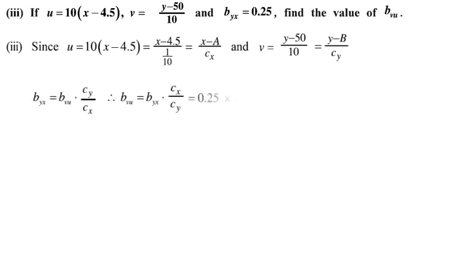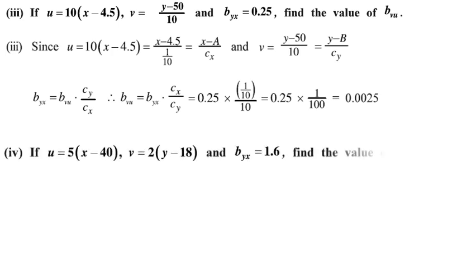We are going to use the same thing. bvu will be byx into cx upon cy. We will put the values here. Byx is 0.25, cx is 1 upon 10, or you can write 0.1, doesn't matter. Divide by cy, that is 10. When you solve this, you get 0.0025. So bvu for this question will be 0.0025. You just have to remember this formula, that is bvu is equal to byx into cx upon cy. Just remember this formula, simple.